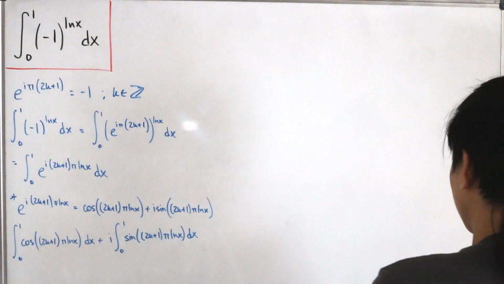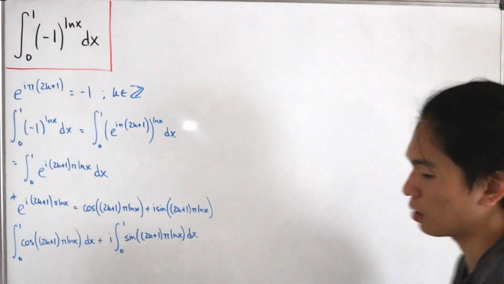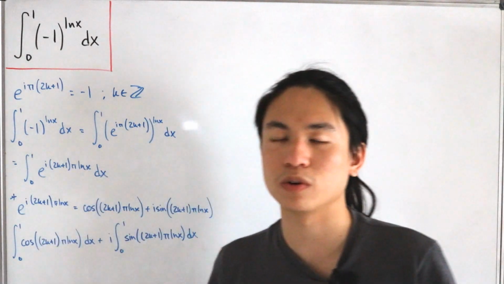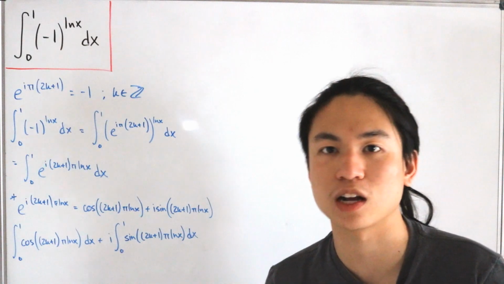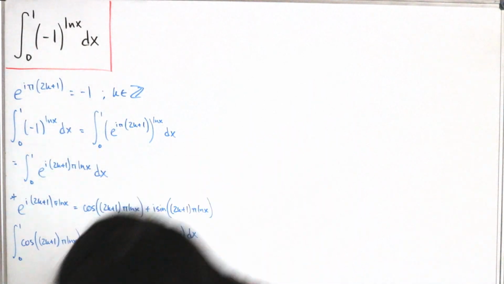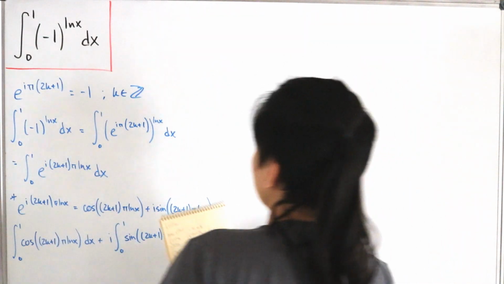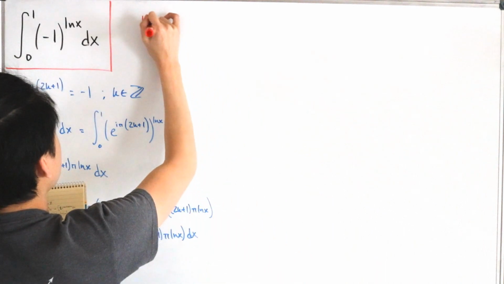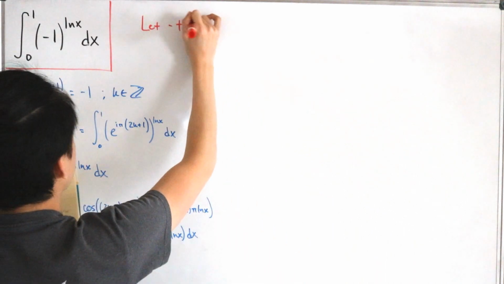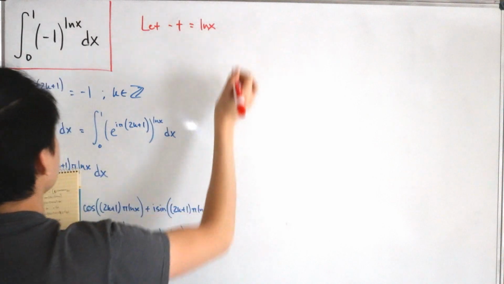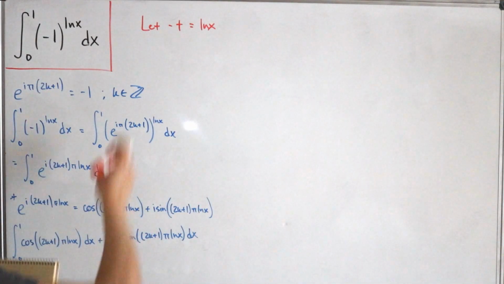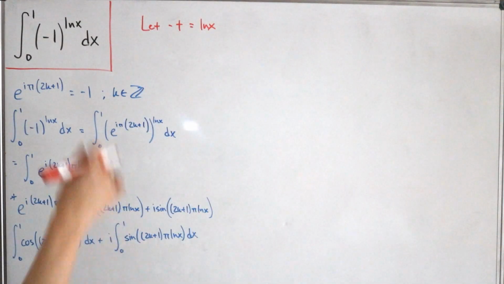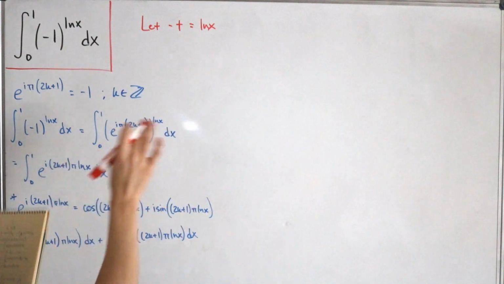Well, it's okay because with complex integration, we can still apply some of the techniques we use in regular integration of real numbers, so we can actually do some u-substitution. Let's suppose we call this variable negative t. So let negative t equal ln of x, whatever variable we want to choose. This is a little easier that way, because when we convert to the new bounds, everything comes out nicely.